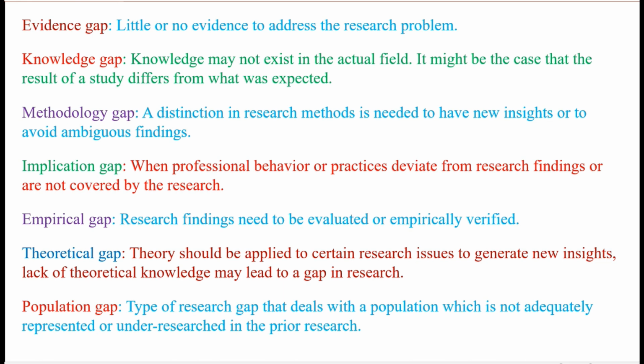When professional behavior or practices deviate from research findings or are not covered by the research, that is called implication gap. And the fifth one is empirical gap. Research findings need to be evaluated or empirically verified. This is called empirical gap.